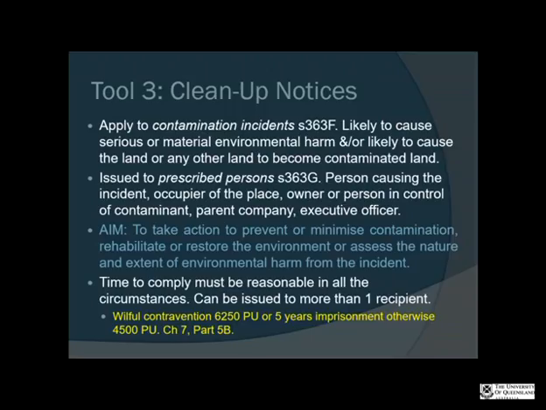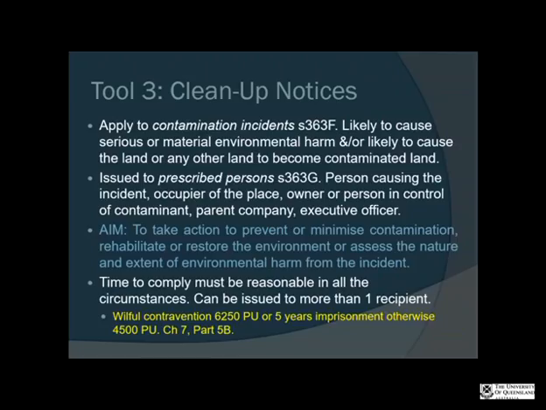So it's one of the tools that the Environment Protection Agency has, to issue a clean-up notice, and it can be issued to what's known as a prescribed person. Now, that's quite broad. It could be whoever caused the contamination incident in the first place. It could be the occupier of the place, so that's the person now under a lease. It could be whoever owns it or controls the site. But they can also start going upward through the hierarchy. They can go to the parent company. They can go to the executive officer, and so on and so forth.